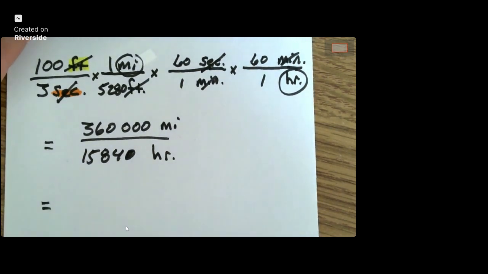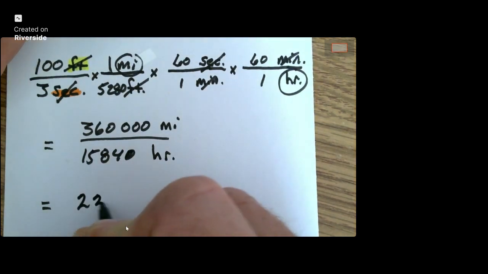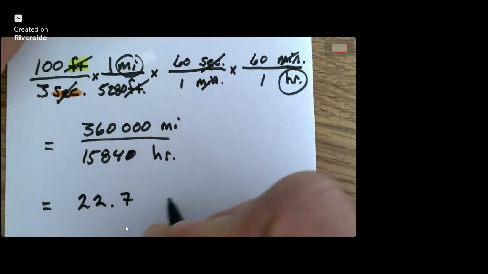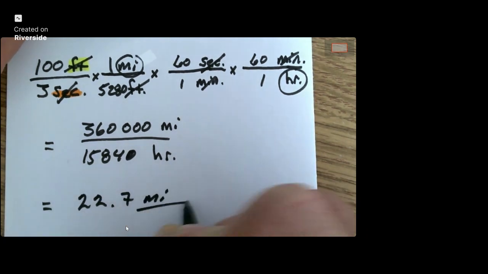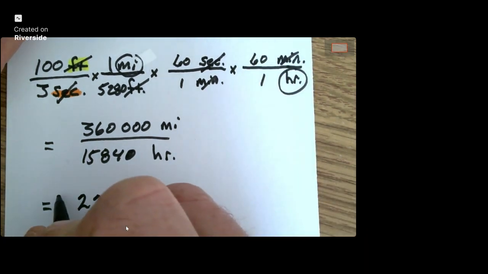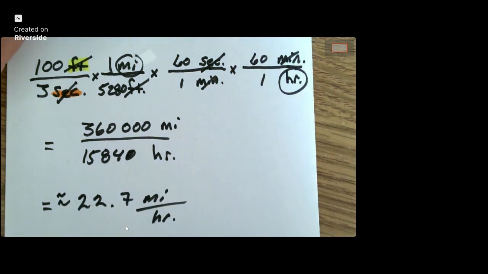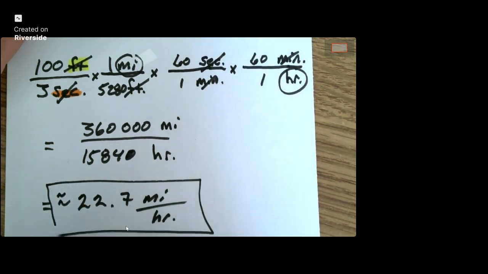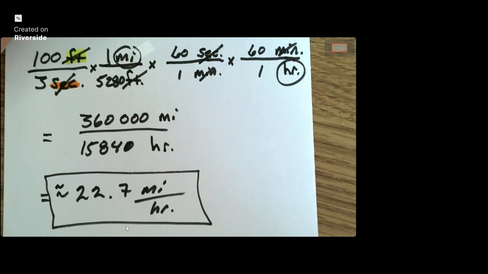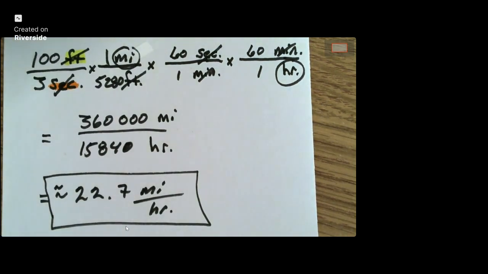Let's go ahead and turn that into a nice decimal answer. So we'll go ahead and divide that out. So 360,000 divided by 15,840. And I'll go ahead and round this to say the 10th spot. So we're coming up with about 22.7 miles per every 1 hour. I'll go ahead and throw the approximate symbol in there, and that would be my final answer. So that's a pretty easy conversion there, just using unit canceling. That's how we do it. Hope this helps.